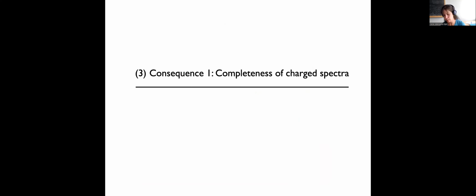Okay, very good. So now that I hope we are all on the same page, let's go to the real meat. Let's see what the consequences are of breaking and gauging the symmetries. I'm going to explain two consequences. The first one is completeness of the charge spectra.